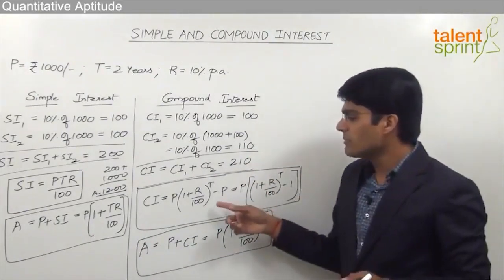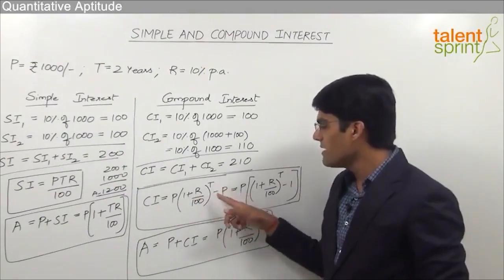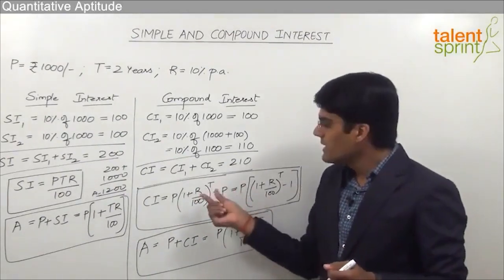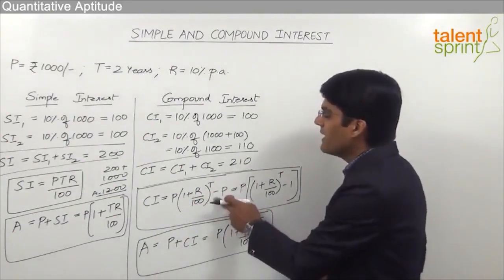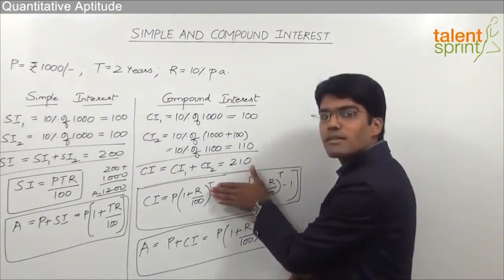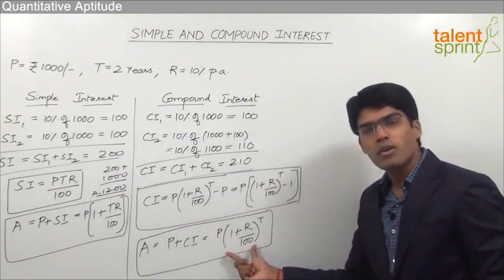As you can see from the formula of CI, it is P into 1 plus R by 100 whole to the power of T minus P. So when we have to find out the total amount A, we need to add principal to the interest. So when we add principal, the minus P and the principal get cancelled. So the left out value is P into 1 plus R by 100 whole to the power of T. So that can directly be taken as the amount for compound interest.